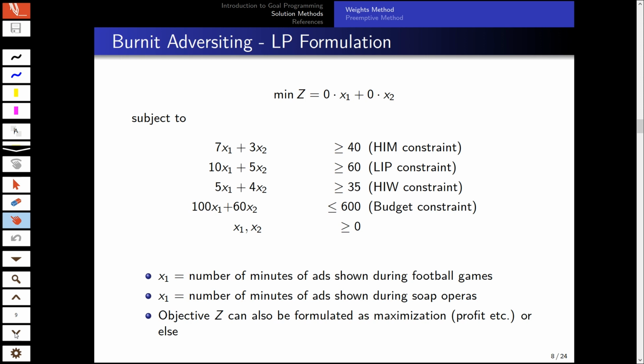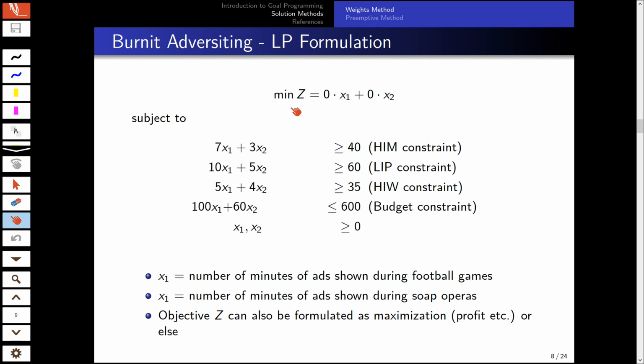So the linear program of the problem can be formalized as follows. In this case it is given that we minimize the costs, so that we spend at most some budget with respect to the number of minutes of advertisement shown during the football games or during the soap operas, with respect to some constraints. Here the first constraint is that for high-income men, we want to reach at least 40,000, low-income people at least 60,000, and high-income women at least 35,000, with respect to some coefficients for the number of minutes during football games and soap operas that we will see in the table later on. And here's the budget constraint that we have given.